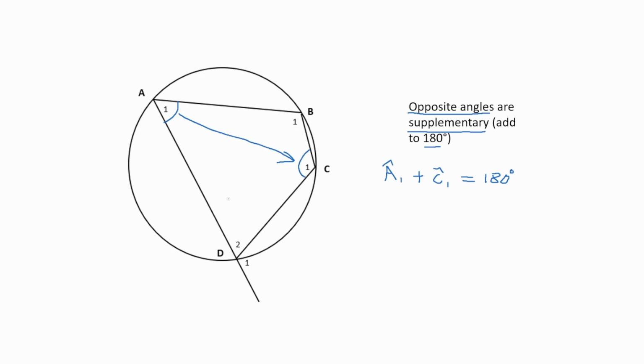But what we also have is angle D2. And what's opposite to angle D2 is angle B1. So we can write that angle D2 plus angle B1 give us 180 degrees. Good. That was the first part of the theory.